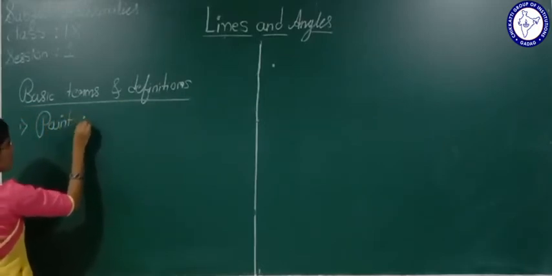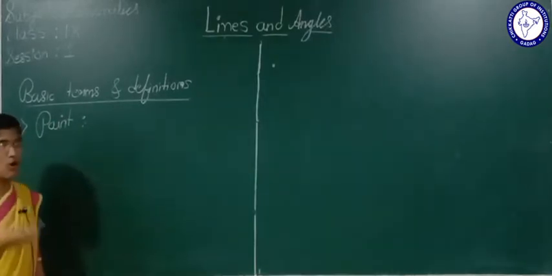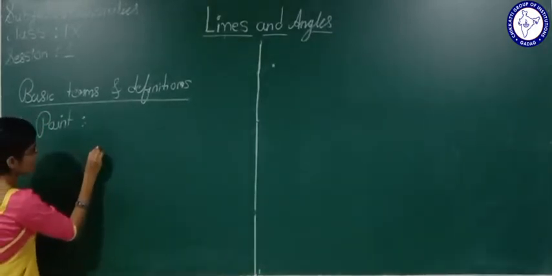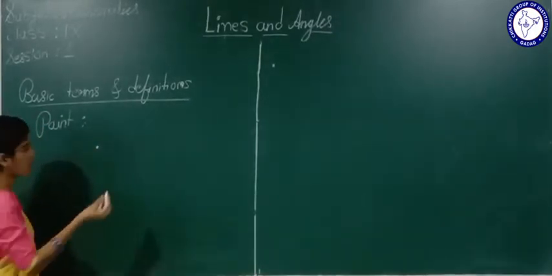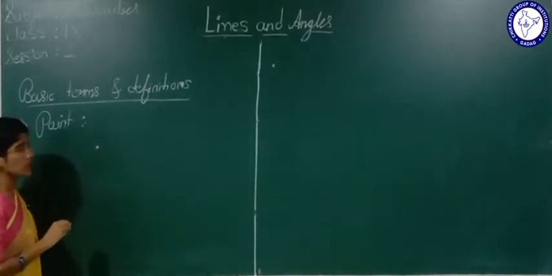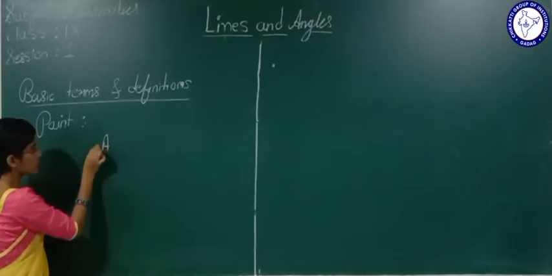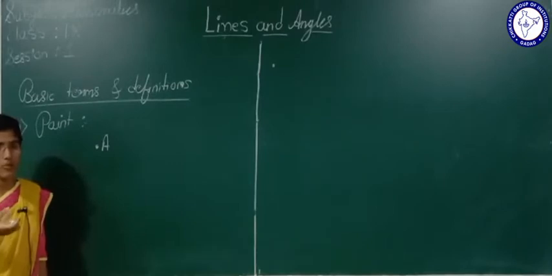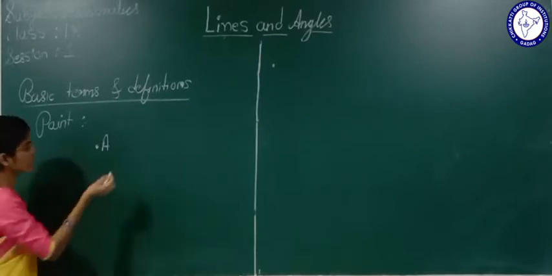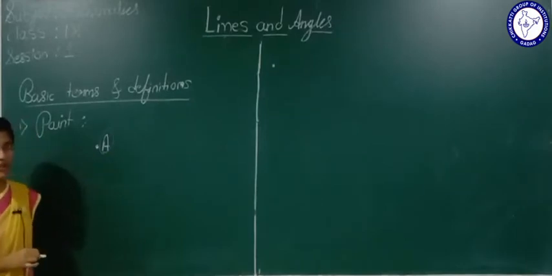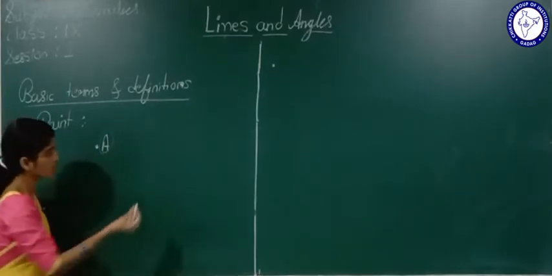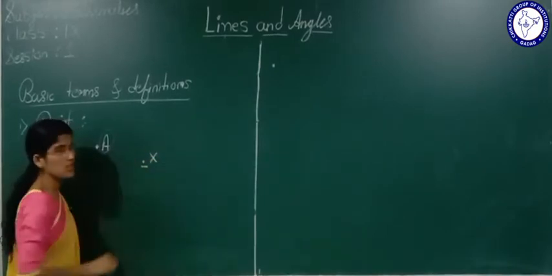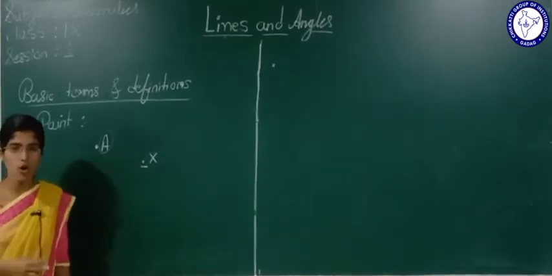First we will see what is a point. You know what is a point. A point is a geometrical object which shows a position. A point is represented by a dot. Here A is a point which shows the position. It is represented by a capital letter of the English alphabet. X is a point. The point will show the position of the object.